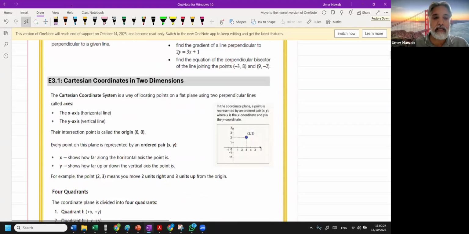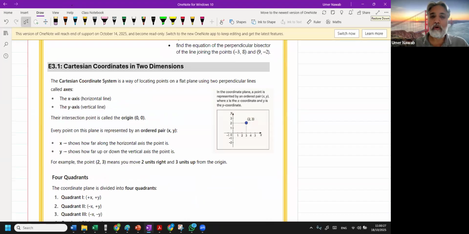So without any further delay, boys, I just want you to know this basic thing, which is E3.1: how to represent or plot points on the rectangular coordinate plane, that is, the x-axis and y-axis. Some people call it the Cartesian coordinate system, or you can call it the rectangular coordinate system. In it, we have the x-axis, the horizontal line, and the y-axis, the vertical line, and both intersect each other perpendicularly at a point called the origin, whose coordinates are (0, 0).